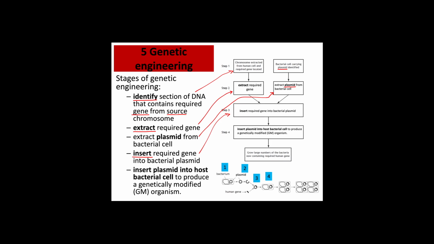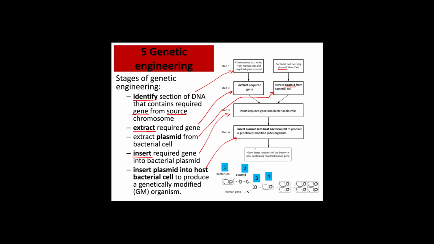But the last step here is to insert the plasmid. So this is the plasmid that we've put the required gene into. We put that plasmid back into the host bacterial cell, and that allows us to produce a genetically modified, or GM, organism. Okay, so we insert the plasmid into the host bacterial cell to produce a genetically modified organism.